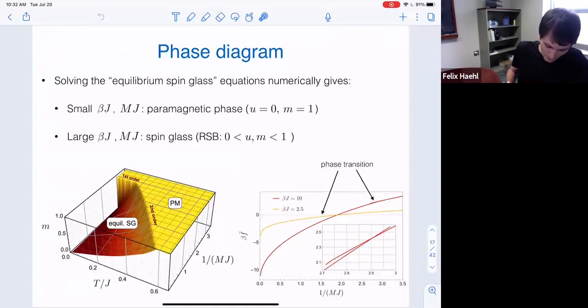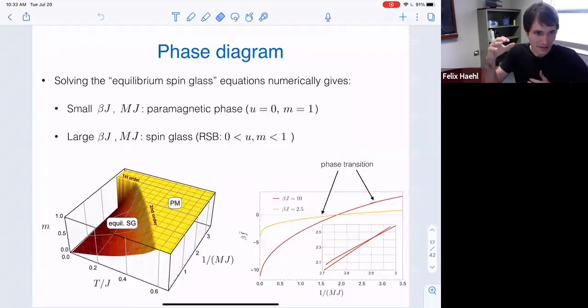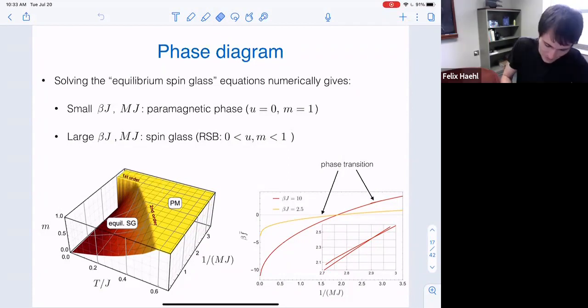And you'll find that, so I plotted here the phase structure as a function of temperature, or 1 over beta j, and 1 over mj, the two couplings in the system. And everything up here, when both mj and beta j are small, is this paramagnetic phase where we're not in the spin glass, so where replica symmetry is preserved, and things are morally similar to what you may know from the SYK model.